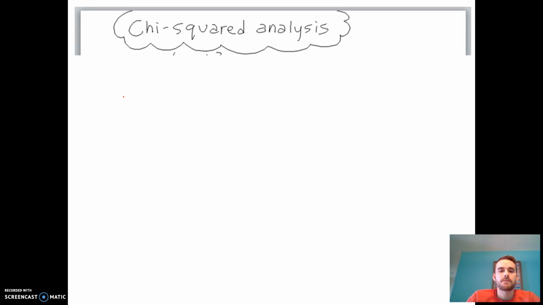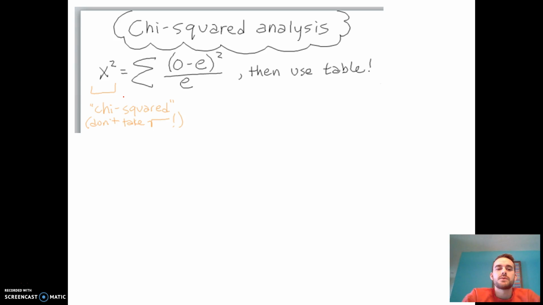Okay? So for chi-squared analysis, we use this formula. Obviously, chi-squared is the name. That does not mean that to get the answer you take the square root, okay? And then that big sigma means take the sum of, and then you have observed minus expected, squared, divided by expected. And obviously I like to do this using a table.